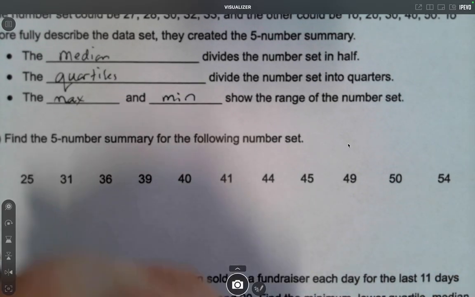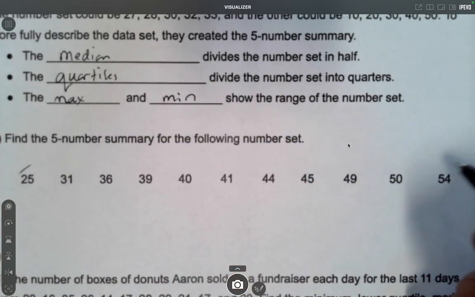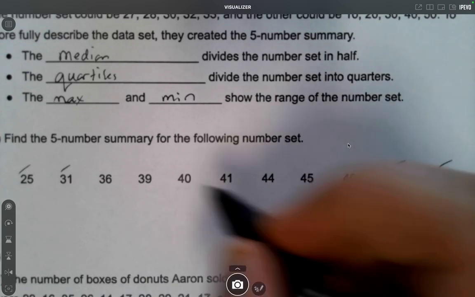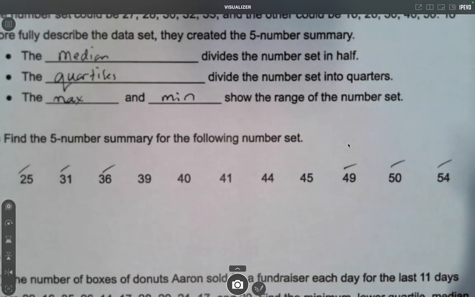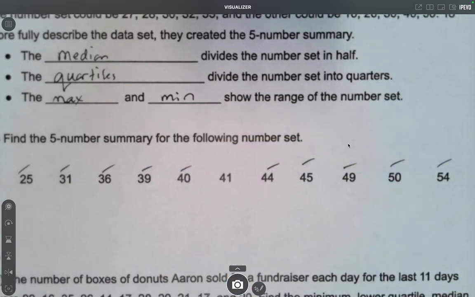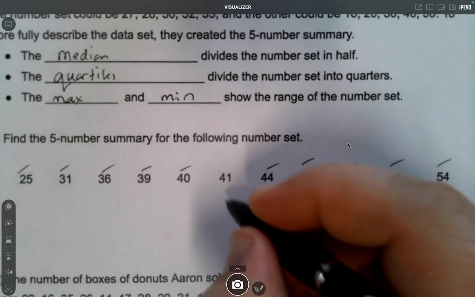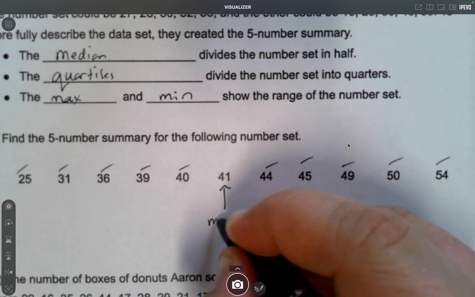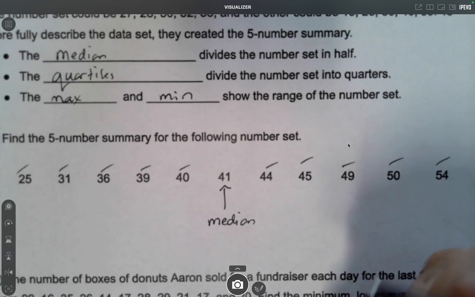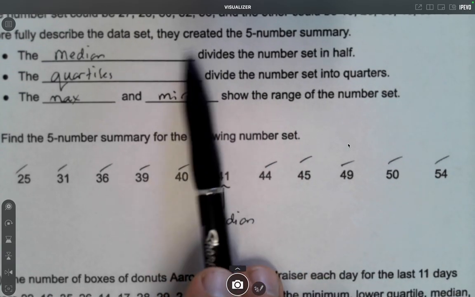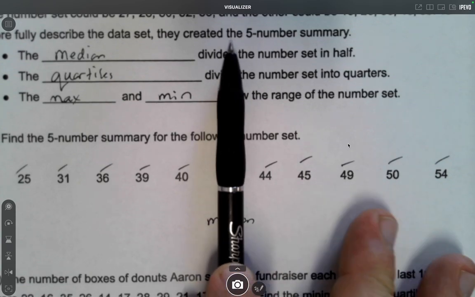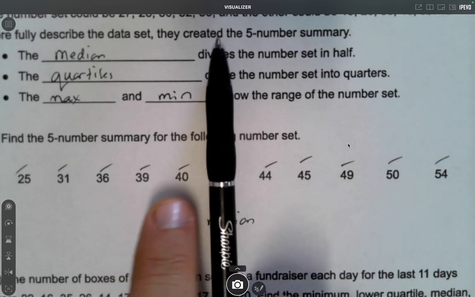Okay, so we're going to mark off this one and this one, this one and this one, this one and this one, this one and this one, this one and this one, and that allows us to find the middle or the median. So 41 is the median. Okay, so now let's cover up the median. The median is like a boundary. What's to the right of it is the upper half of the data. What's to the left of it is the lower half of the data.